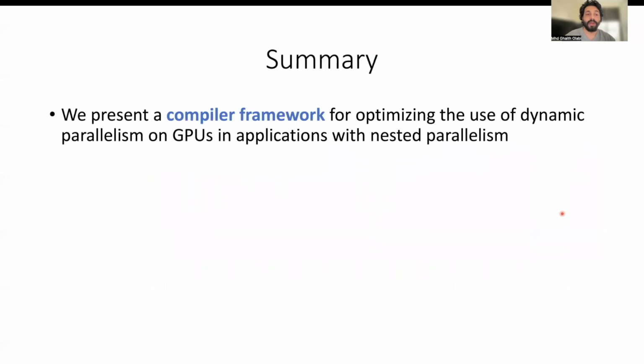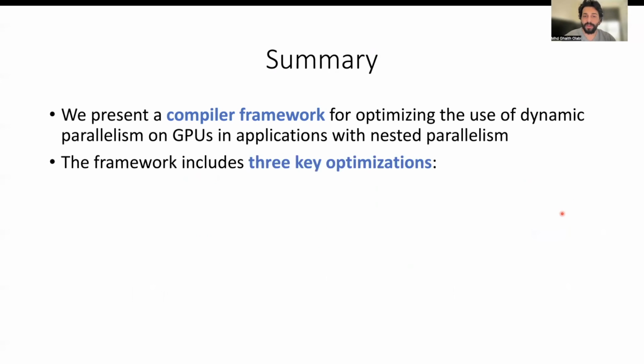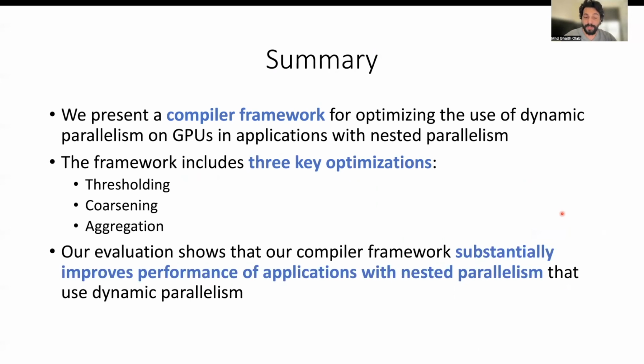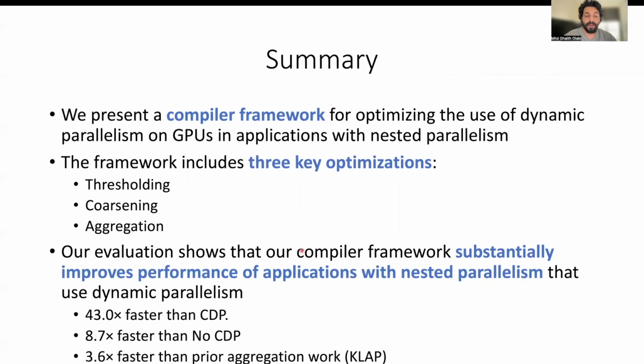To sum this up, we present a compiler framework for optimizing dynamic parallelism for applications that use nested parallelism. The framework includes 3 key optimizations: thresholding, coarsening, and aggregation. Our framework substantially improves the performance of applications with nested parallelism. It is over 43 times faster than CDP, 8.7 times faster than not using CDP at all, and 3.6 times faster than prior aggregation work, namely CLAP.